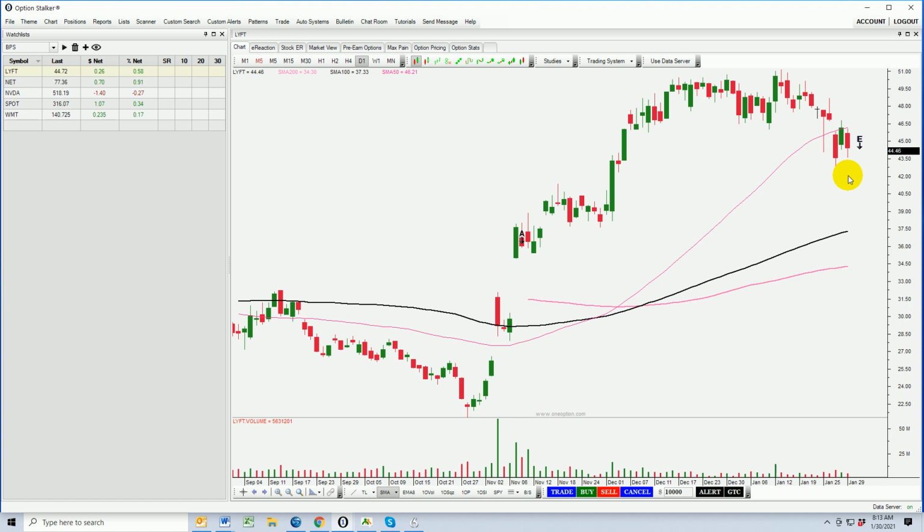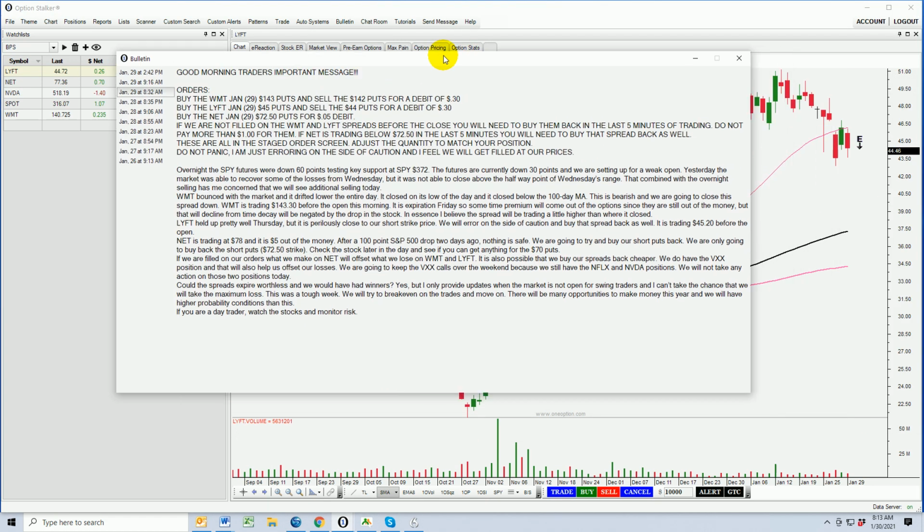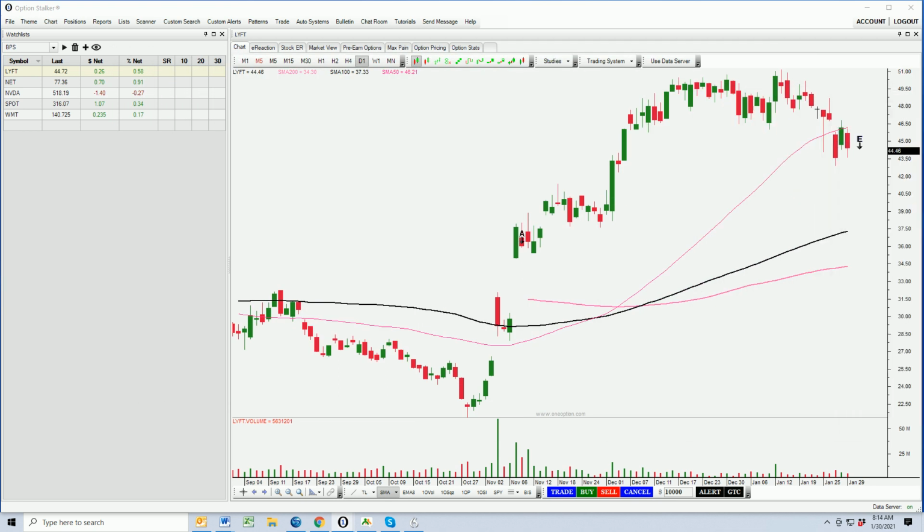So on LYFT, the instructions were to buy the Jan 29 45 puts, sell the 44 puts, do that for a debit of 30 cents. On the open, Friday morning, we were able to buy this spread back in for 24 cents, so we lost 4 cents on that trade because we had initially put that on for a 20 cent credit. So we lost 4 cents on it. I believe that comes to a little bit less than 5%. So we lost money on that trade as well.